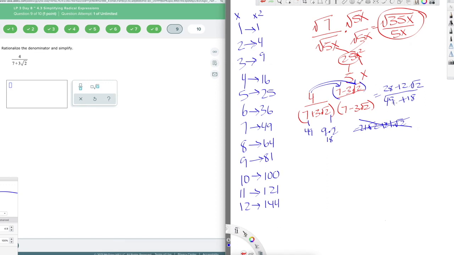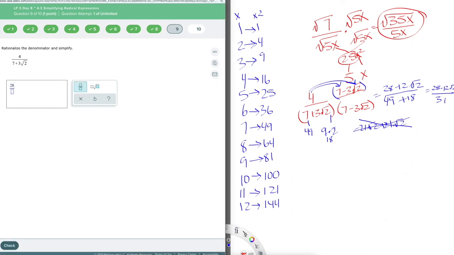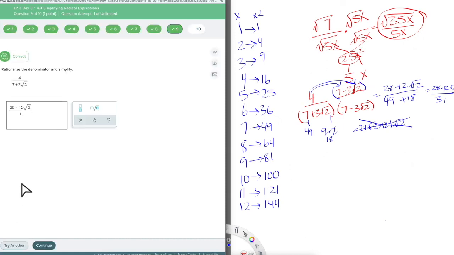So this one, we have 49 minus 18, and that gives us 31. So 28 minus 12 root 2 over 31. And 31 is not even. 28 and 12 are even. And only 12 can divide by 3, so I think we're done there. I don't think there's any more reducing that we can do. 12 root 2 over 31. The main purpose here was to just rationalize, which means take the square root out of the denominator. Basically move it up to the top there. All right.